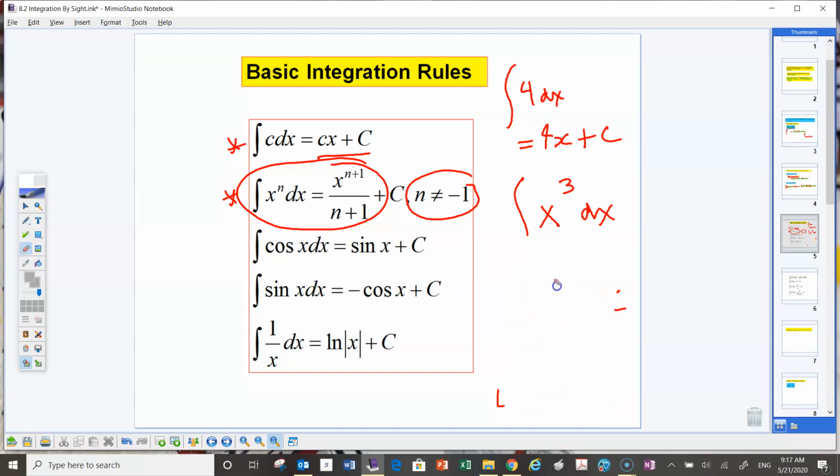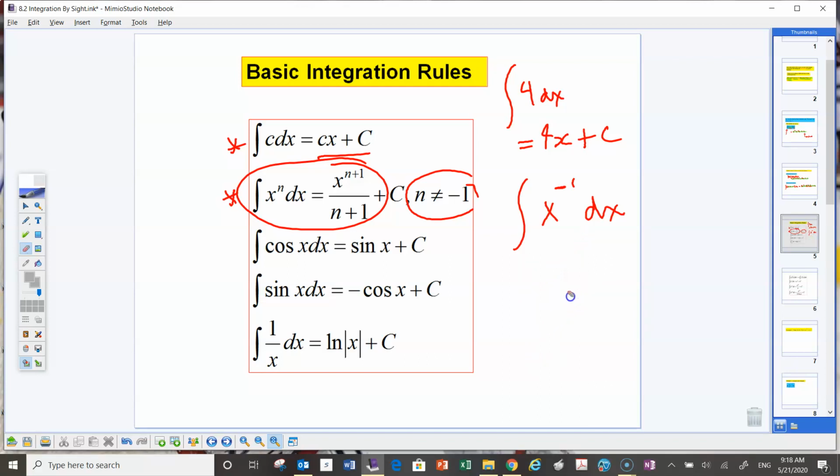For example, it says if your exponent is -1, so if we were asked to find the integral of x to the -1, if I add 1 to the exponent, I would get 0, then I'd be forced to divide by 0, which I can't do. So we might as well talk about this case right now.